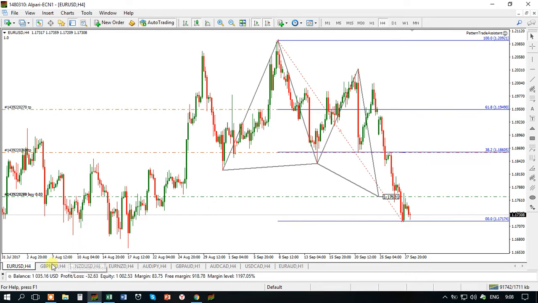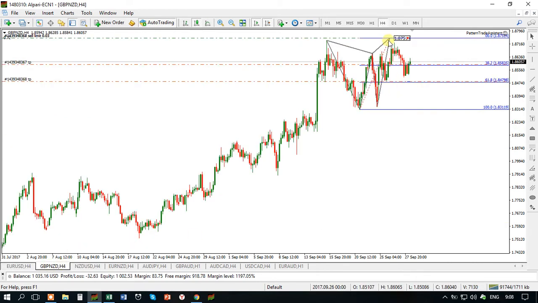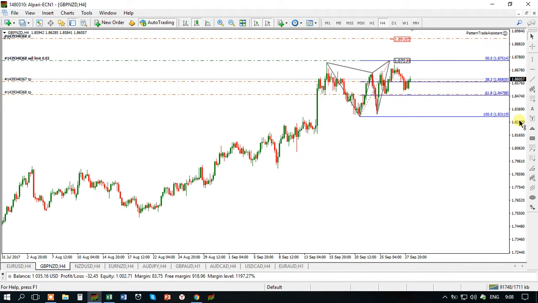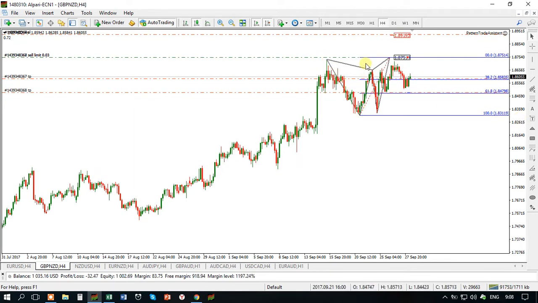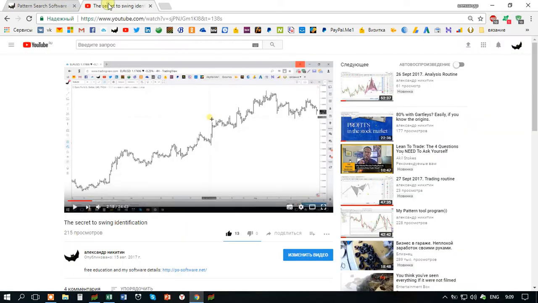Let's go next. Pound New Zealand, the trading opportunity if you are in advanced pattern trading and if you have found that with your automatic scanner, automatic HPS. With automatic HPS, 90% true works better. So if you have found that with automatic HPS, you should have the 90% true. If you found that manually with my technique of swing identification, if you don't know what my technique of swing identification is, this is this.